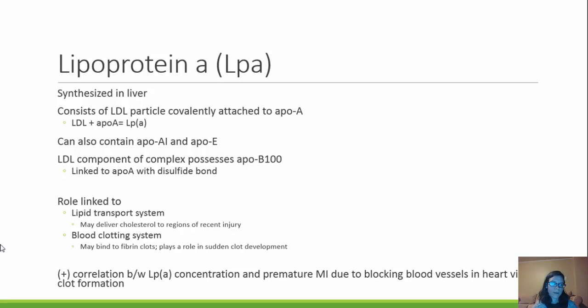And the role of lipoprotein A is that it's linked in the lipid transport system, so it can deliver cholesterol to regions of recent injury, and it also plays a role in the blood clotting system, so it could play a role in sudden clot development. So we know that there is a correlation between increased levels of lipoprotein A and premature myocardial infarction due to the blocking of blood vessels in the heart via clot formation.